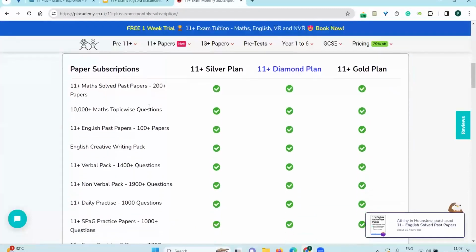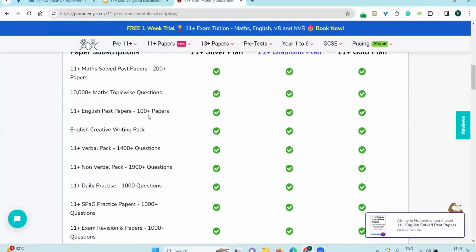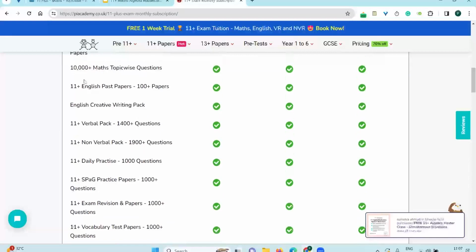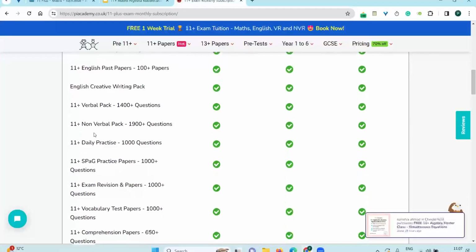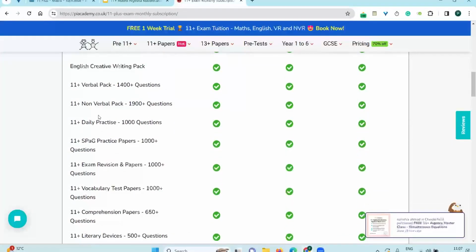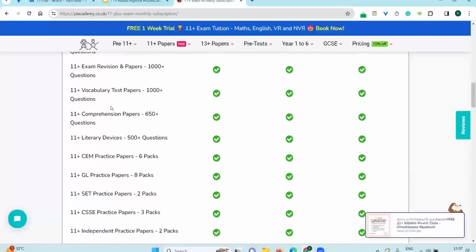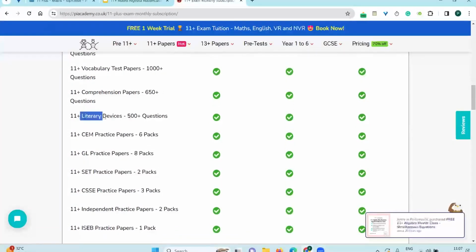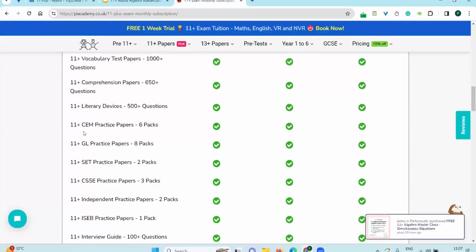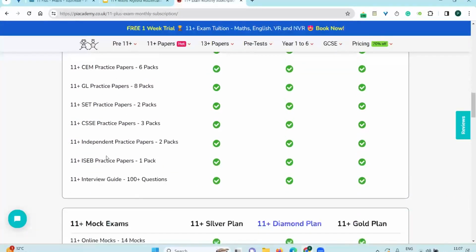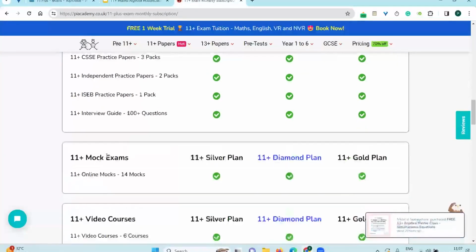And you can also check out our past paper subscriptions. These subscriptions are subject-wise. So we have Maths, English. Within English, we have comprehension and creative writing. We have verbal and non-verbal. And it goes on to have SPAG, which is spelling, punctuation, and grammar questions. We have a whole paper dedicated to literary devices. Then we have our board specific, which is GL, SET, CSSE board specific questions.